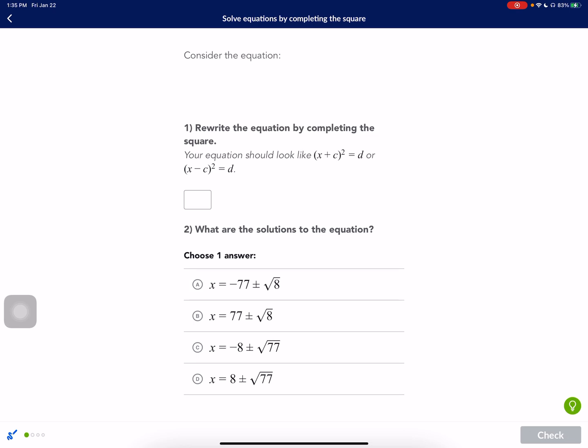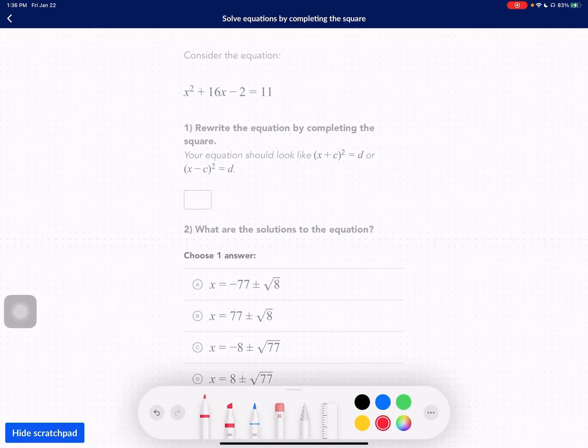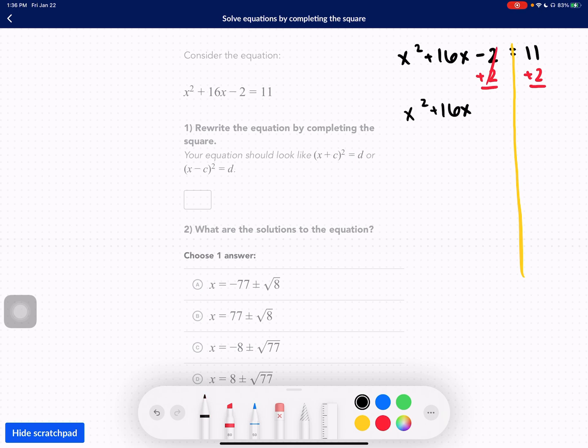Okay, let's do another one. All right, same thing. Here, I'm going to write it out. X squared plus 16x minus 2 equals 11. Okay, I'm going to draw my line. Let's go ahead and complete the square. First step we do is add the 2 to both sides. We are left with x squared plus 16x, and then this blank, equals 13.